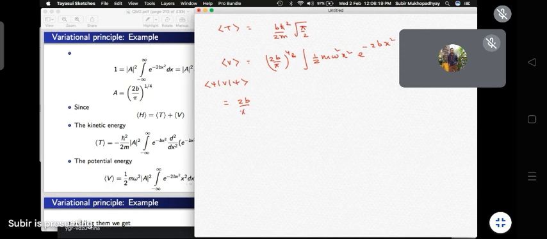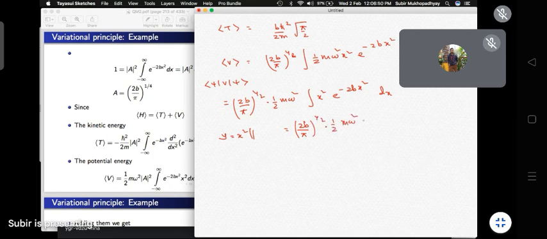2b by pi to the power half, and then we have half m omega square. Then integration x square e to the power minus 2b x square dx. Okay. Again, we'll do the same thing. y equal to x square. This will become 2b by pi to the power half. I think last time I missed this, so that's why I'm getting an additional factor. So yeah, half m omega square.